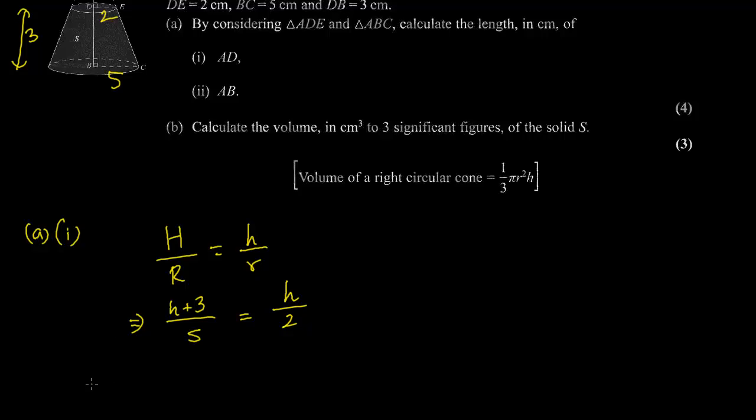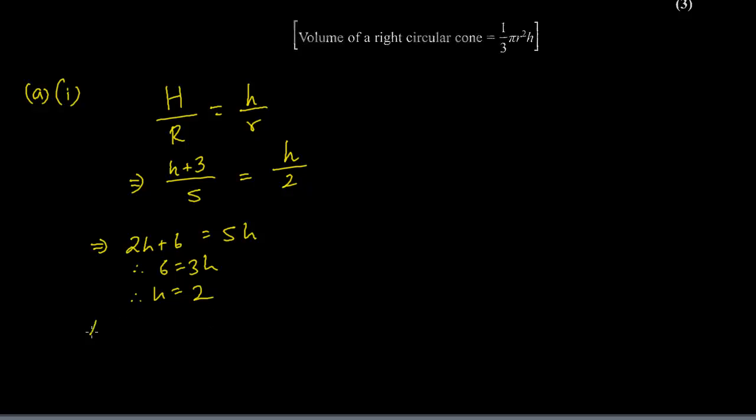So by cross multiplying, we can write 2h plus 6, by multiplying this 2 with this, equals 5h. So therefore 6 equals 3h. Therefore h equals 2. So AD equals 2 centimeters. So answer: AD equals 2 centimeters.